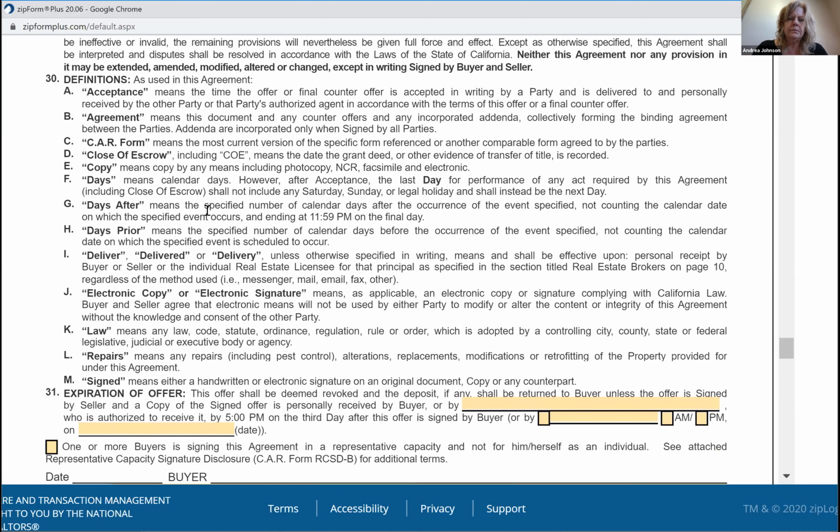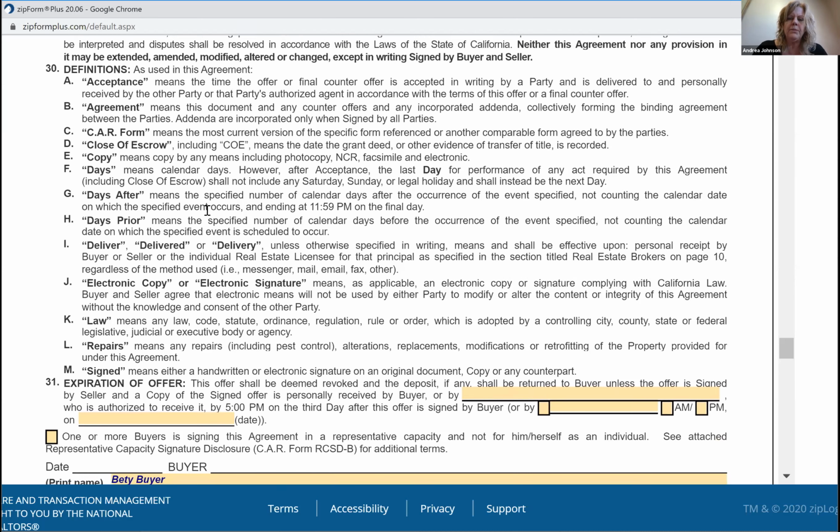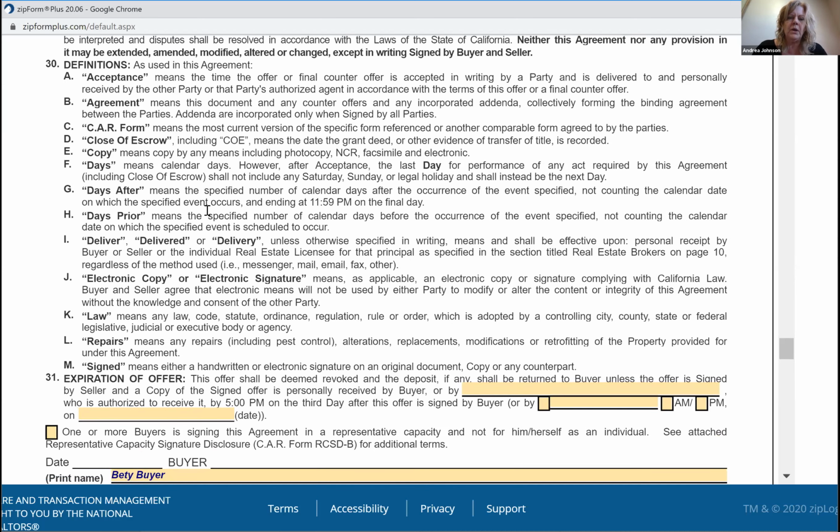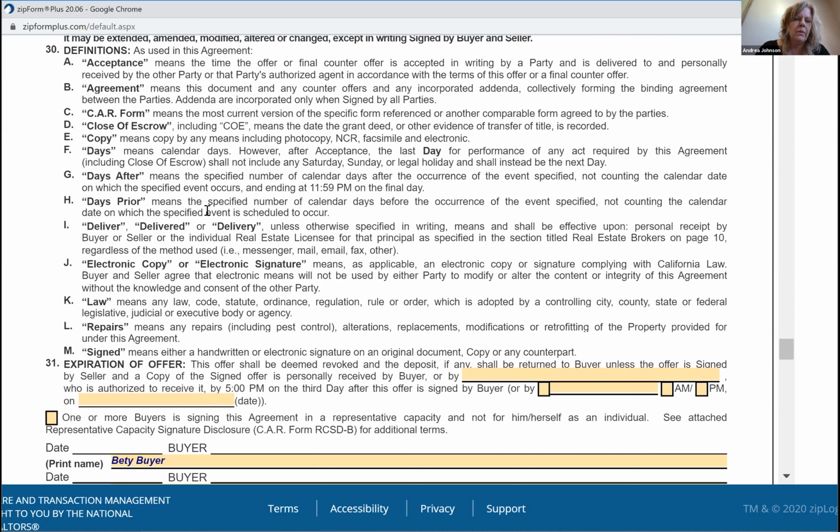Okay. And then this says neither this agreement nor any provision in it may be extended, amended, modified, altered, or changed except in writing signed by buyer and seller. Okay. All right, so paragraph 30, important with definitions, talks about what acceptance, agreement, all of these things mean. The really important one here is days, and that's 30F, which says calendar days. However, after acceptance, the last day for performance of any act required by this agreement, including close of escrow, shall not include any Saturday, Sunday, or legal holiday, and shall instead be the next day.